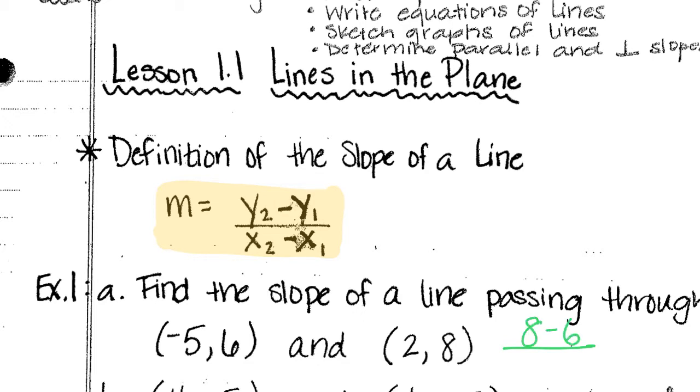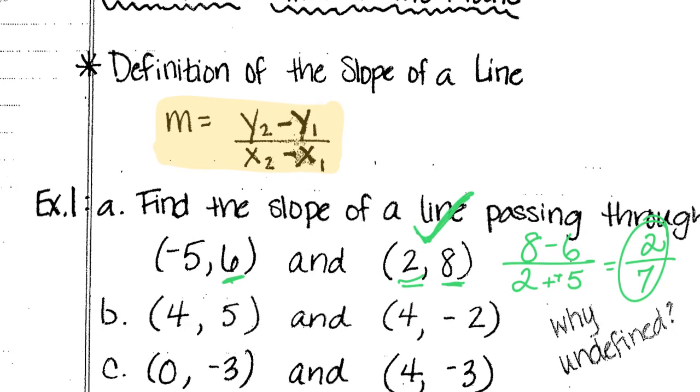8 minus 6. This is y sub 2 minus y sub 1. Very good. On the bottom, we're going to have the x sub 2. So remember, if you start with this one, you want to continue with starting with that one. So now I'm going to do 2 minus a negative 5. So 8 minus 6 is? 2. Nice. 2 plus 5 is? Slope is? 2 over 7. Very good. Let's go ahead and look at the next one.